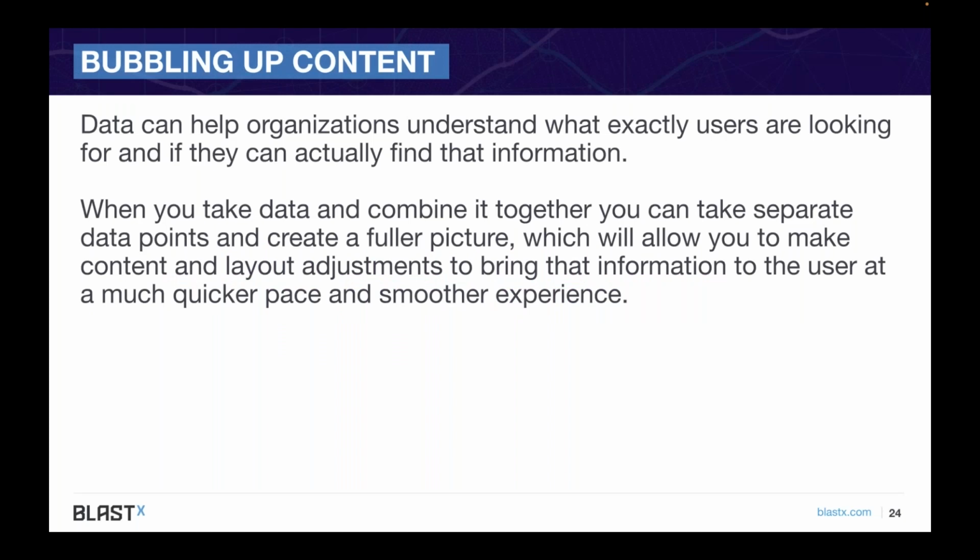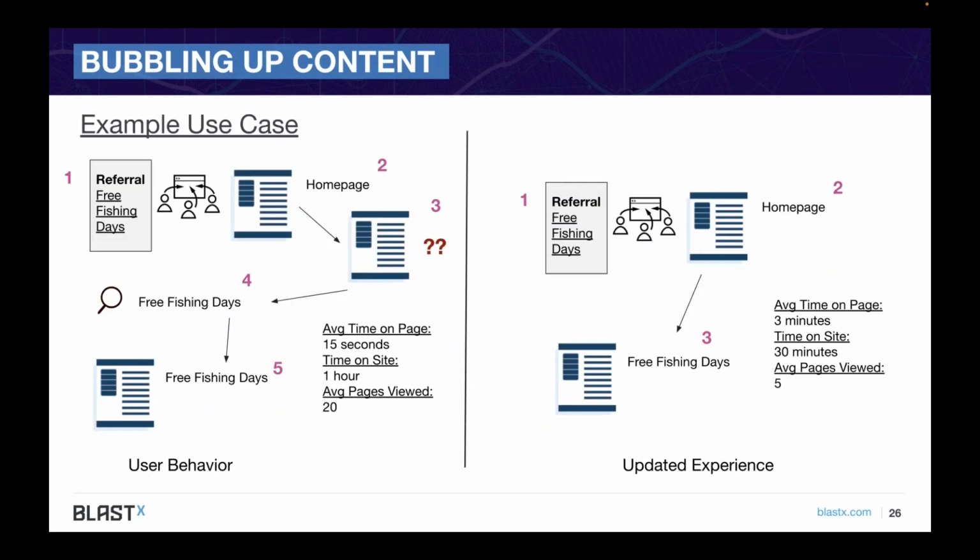So one option is looking at the data and using it to bubble up content. So data can really help organizations understand what users are looking for and what they're doing, what they actually want to find. And when you take that data and combine it, you can look at the different separate parts, or if you combine them together, you can create a bigger picture and see what they're actually doing and what their experience is. And then you can use that to adjust your content and your layout to bring that information to the user at a much quicker pace and a smoother experience. So we'll go through an example.